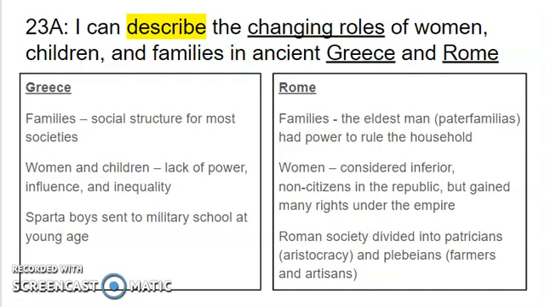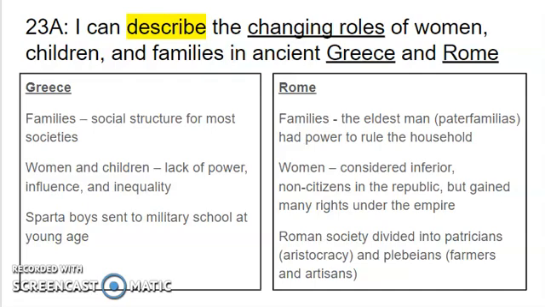At the top, you've got the adult males, the men, who are considered citizens. They are allowed to vote and they hold almost exclusively all the power in society and in their families. Then we have the women and children who lacked any power, influence, and were considered unequal to free men. They were not citizens, they were not able to vote, and they had very little control over what went on around them.